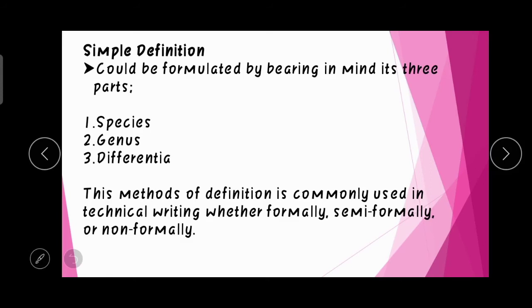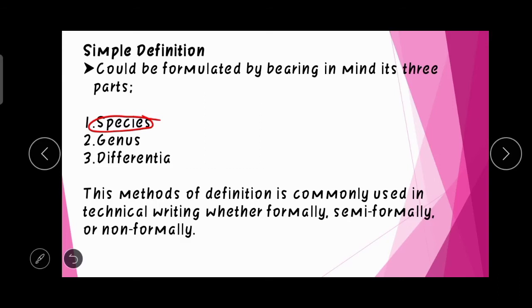A simple definition could be formulated by bearing in mind its three parts. Number 1, species, 2, genus, and 3, differentia. These methods of definition are commonly used in technical writing whether formally, semi-formally, or non-formally. When using simple definition, note that a species or the term to be defined may be introduced by a determiner. A determiner is a word that introduces a noun. For example, the, a, an, this, that, these, and those, etc.